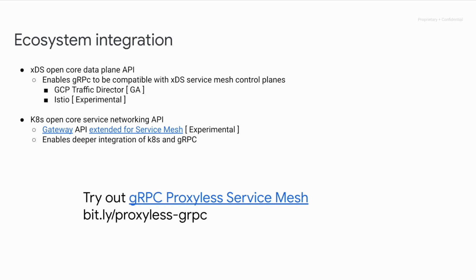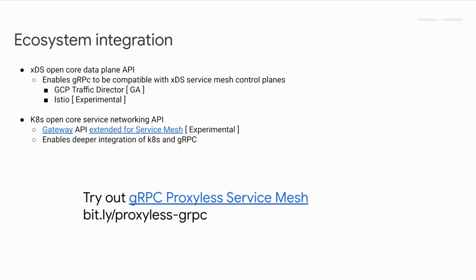The gateway implementation initially targeted load balancers, but there is now an initiative to extend that open core user-facing API surface to work for mesh solutions. The initiative is called Gateway for Mesh, not very innovative. And this enables gRPC to be a well-supported data plane in the broader Kubernetes ecosystem.